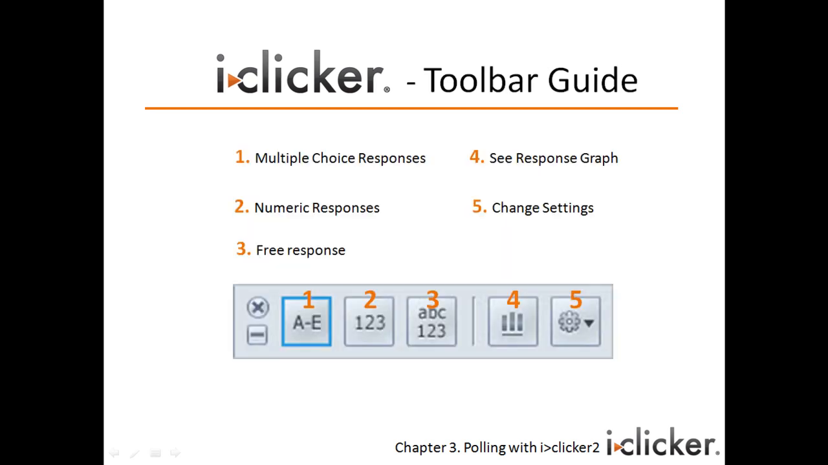This is a quick tour of the iClicker toolbar. If you'd like to know more about using the toolbar functions, please see the user guide. The first button on the toolbar allows you to create multiple choice responses. The second, only numerical responses. And the third button allows you to create a combination of the two. Generally, this button is used for the free response section. The fourth button allows you to see the response graph from your students. And the fifth button is where you can go in and change your settings.